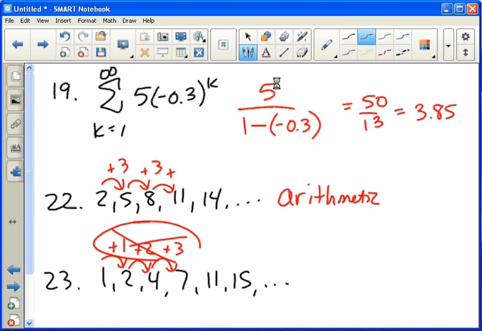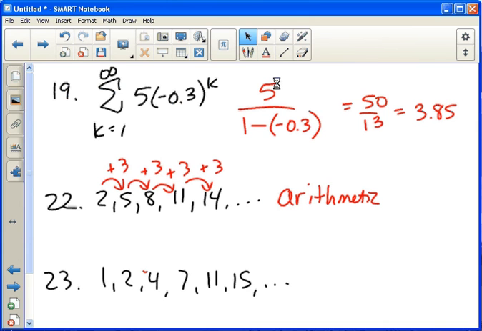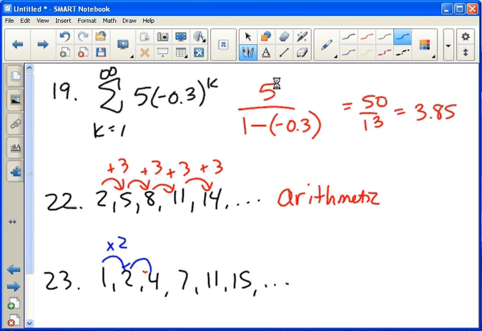That's why it was arithmetic, because we're adding the same thing every time. Okay, so let's see if we're multiplying by the same thing every time. That would mean it was geometric. So 1 times 2 is 2, 2 times 2 is 4, okay, but 4 times 2 is not 7, it's 8, and 7 times 2 is not 11, it's 14. So it's not geometric either, so this one would be neither. You're not adding the same thing over and over, nor are you multiplying by the same thing over and over.